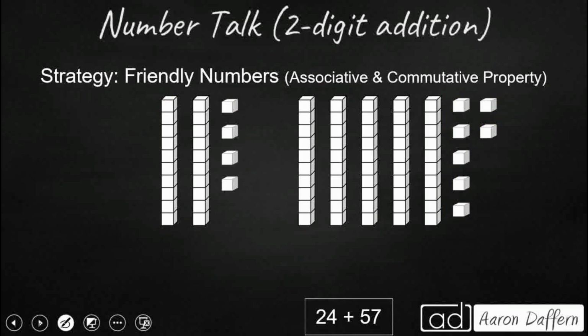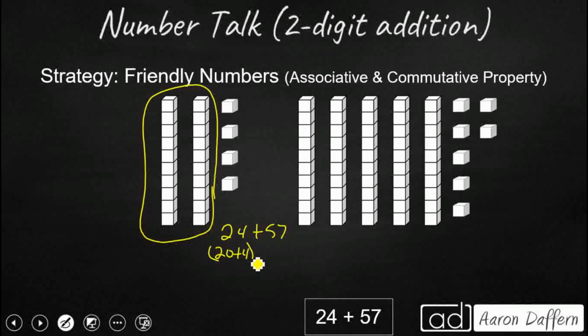Now, we can also use friendly numbers. So friendly numbers takes a look to see, are there some numbers that are easier for us to add sitting inside of these larger numbers? And those friendly numbers typically end with a 5 or a 0. So I've got a 20 right there. I want to break up my 24 into a 20. That's going to leave 4 left over.